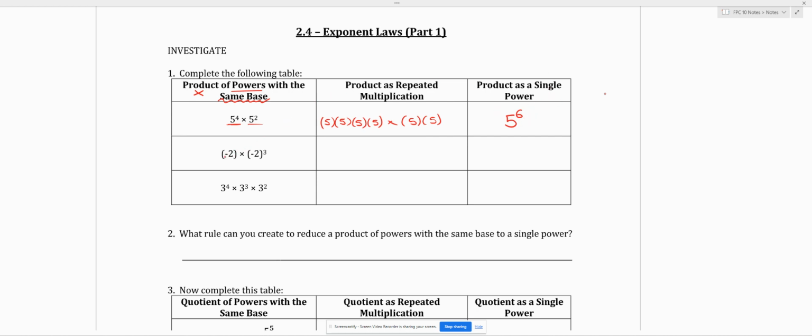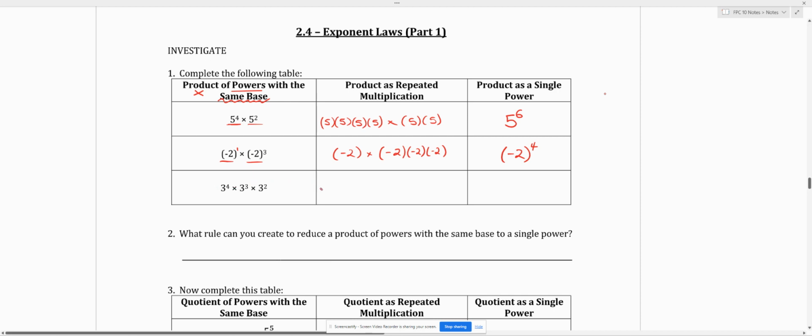Let's look at a couple more. Now I have -2. Remember, if there's nothing written here, there's a 1. There's a hidden exponent of 1 if nothing's written there. So first I have one -2, and that's being multiplied by 3 more of them in the second power. Again, I have 2 powers being multiplied, and they have the exact same base of -2. So in this case, I can see this is -2 being multiplied 4 times in total.